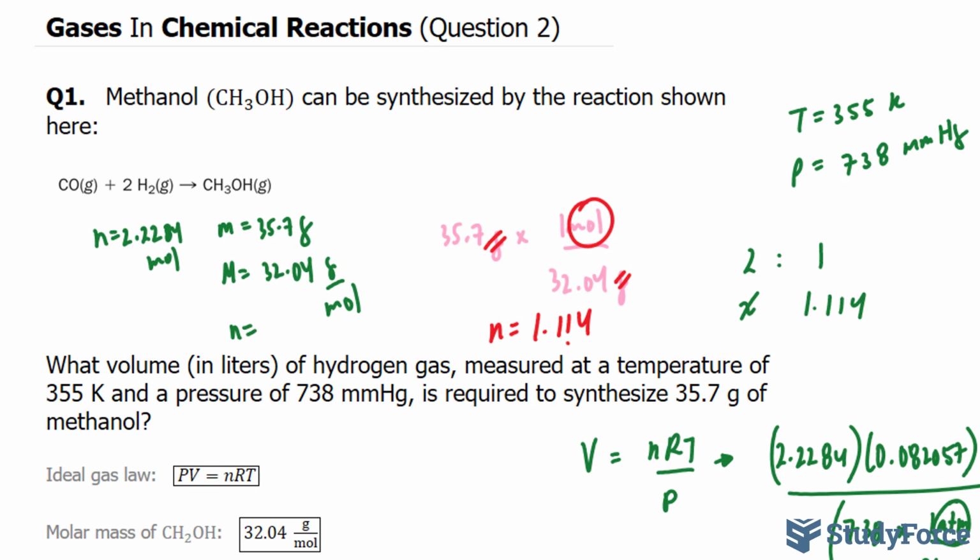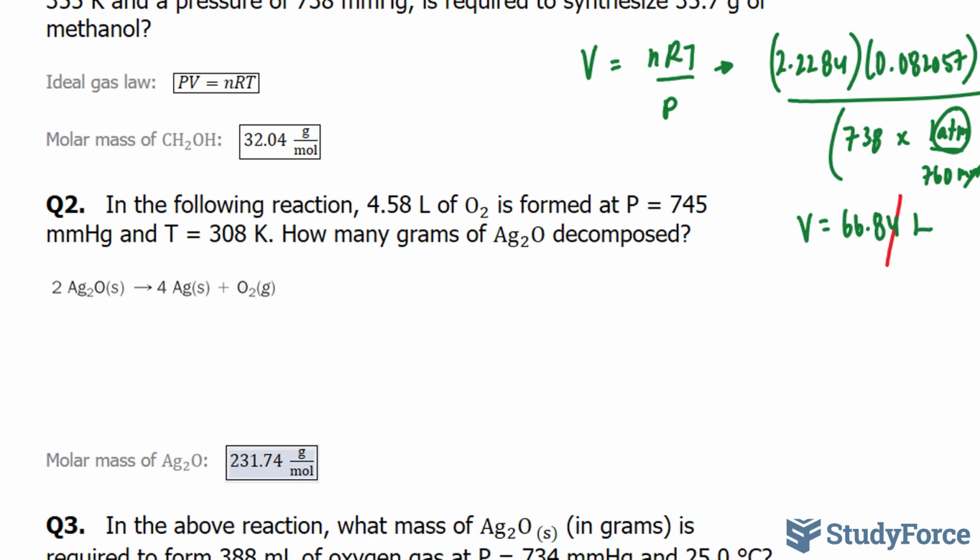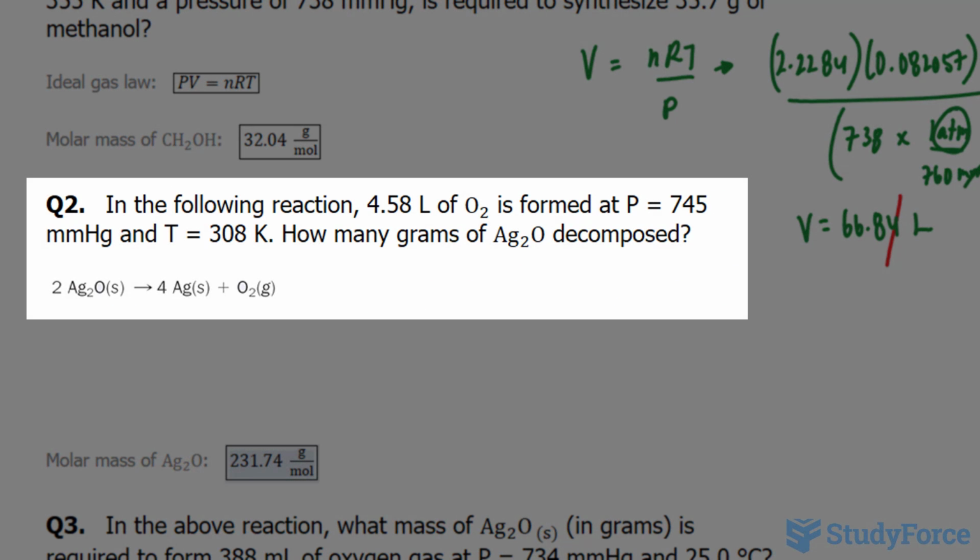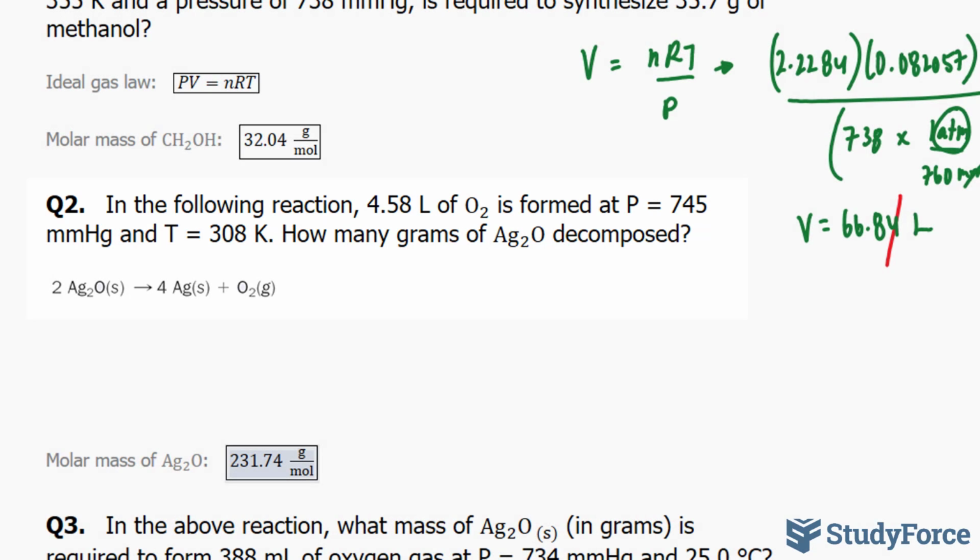In question 2 of our gases and chemical reactions series, we're asked, in the following reaction, 4.58 liters of oxygen gas is formed at a pressure of 745 millimeters of mercury and a temperature of 308 Kelvin. How many grams of silver(I) oxide decomposed? We've been given the chemical reaction formula for what's going on, and we've also been provided the molar mass of Ag2O. The first thing that I want to do is write down everything that's been provided.